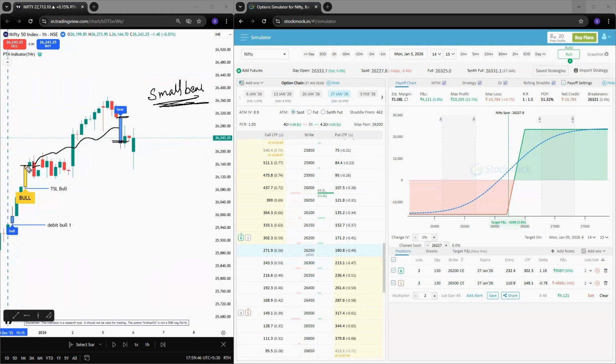Is it opposite? Let me check again. Yes, it is big bull. Right? Small opposite big, bear opposite bull. It is a big bull signal. So I have met my entry condition, as per my notes. I have to enter a new trade, which is a bearish debit. I have to enter a bearish debit trade, right?